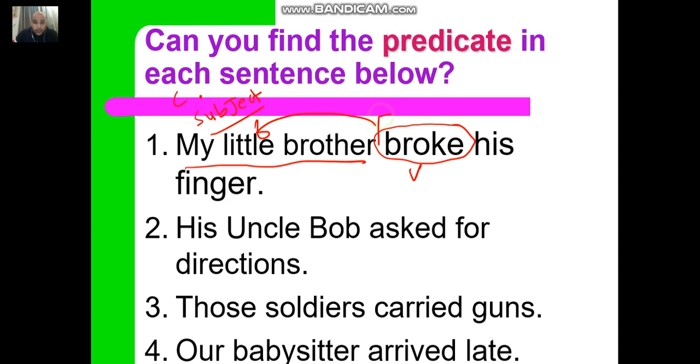Then I'm going to start from the verb till the end of the sentence. And that part is going to tell me a lot about my little brother. What happened to him? First of all, the verb. He broke. He broke what? His finger. Broke his finger is the complete predicate. Okay? Complete predicate.